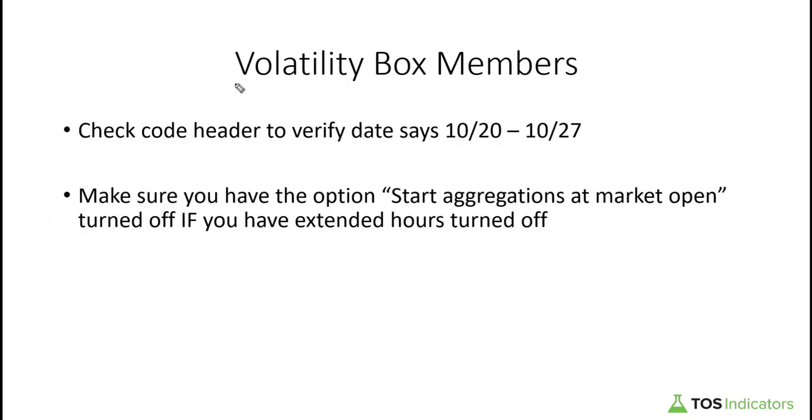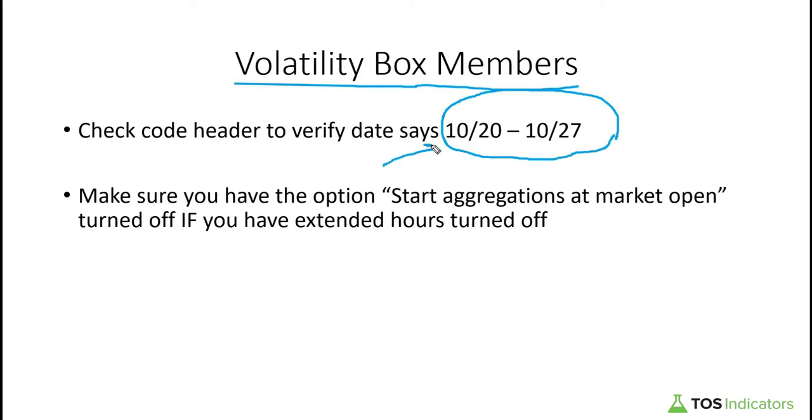Okay, and then one more thing for Volatility Box members only. We've had a couple members email us, so I'm just making a note so everyone can verify. In your code header for both your aggressive and conservative Volatility Box, it should say 1020 to 1027 for the week that this is valid.